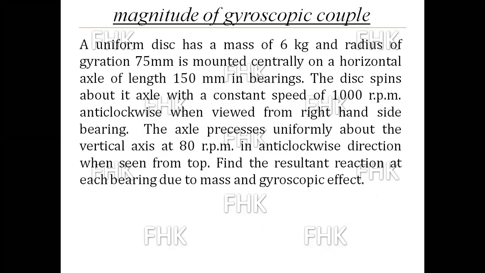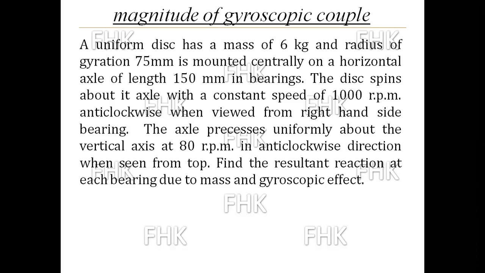The problem statement is in front of you. I read the problem statement. A uniform disc has a mass of 6 kg and a radius of gyration of 75 mm. It is mounted centrally on a horizontal axle of length 150 mm in bearings.